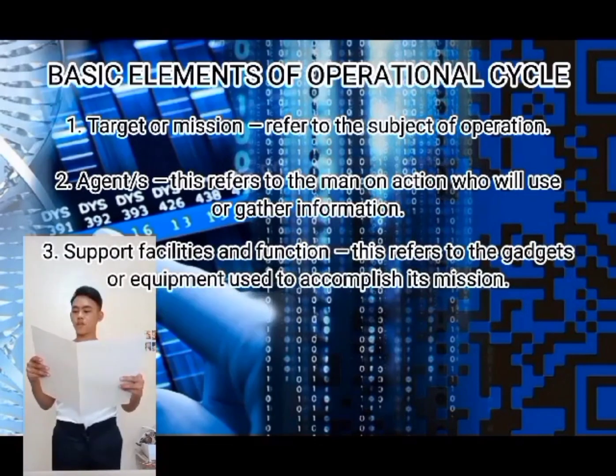3. Support facilities and function. This refers to the gadgets or equipment used to accomplish its mission. For example, we have a car, cell phone, firearms, bulletproof vests, which are the support facilities used in our operation.